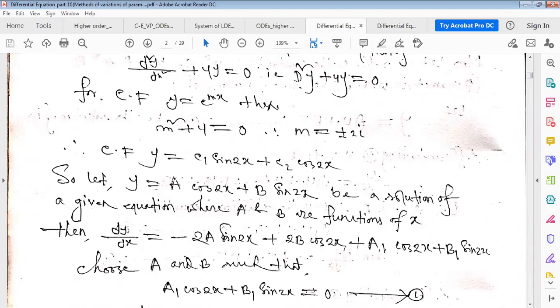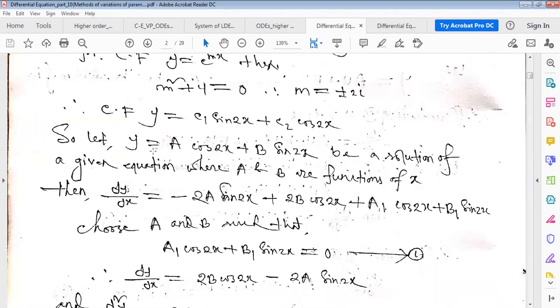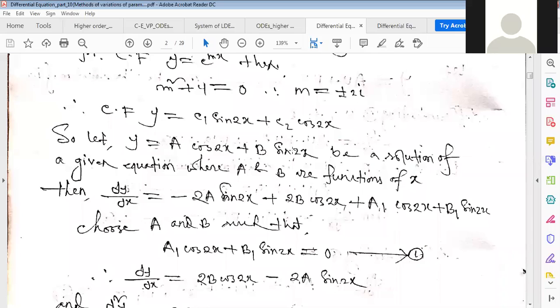We can replace c1 with a and c2 with b. So y equals a cos 2x plus b sin 2x be the solution of the given equation, where a and b are functions of x. Now taking differentiation with respect to x on both sides, dy/dx equals: the differentiation of cos is minus sine, and multiplying with the coefficient of x, 2, we get minus 2a sin 2x. From the differentiation of sine, we get cos.